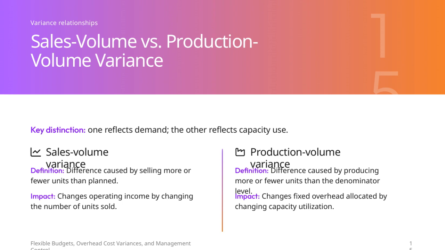The main distinction here is that sales volume variance reflects changes in demand, while production volume variance reflects changes in capacity utilization. Understanding both helps us manage and control costs more effectively. Flexible budgets and overhead cost variances tie into this analysis, enabling better management decisions based on how variances arise from sales volumes versus production volumes.